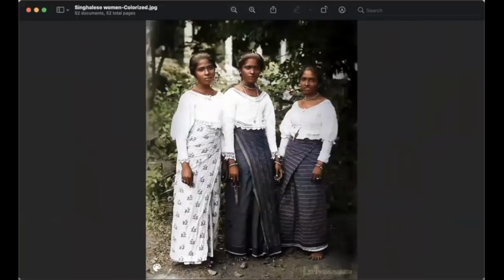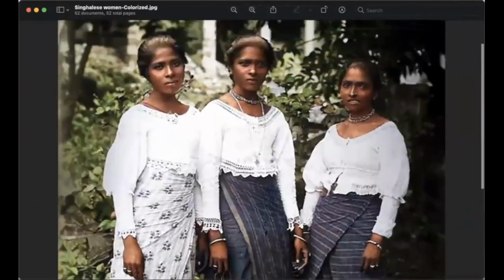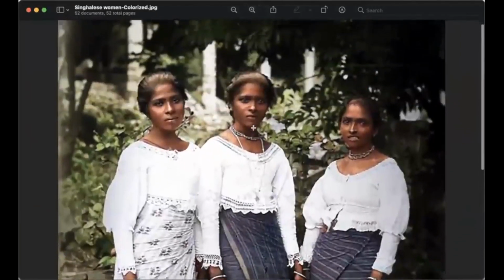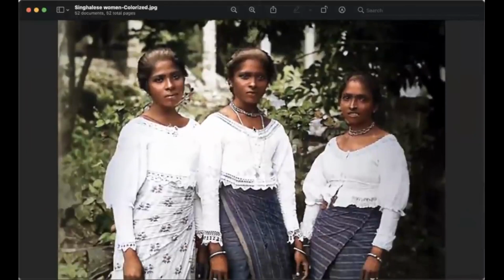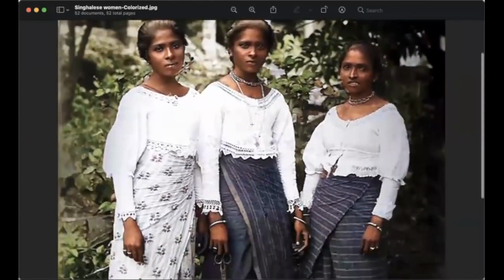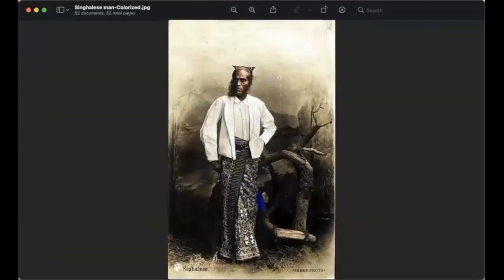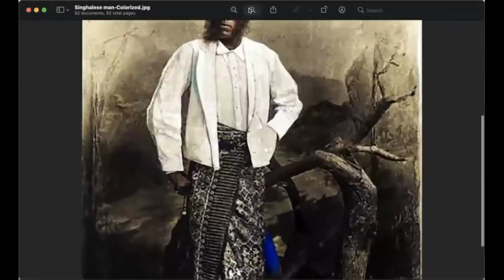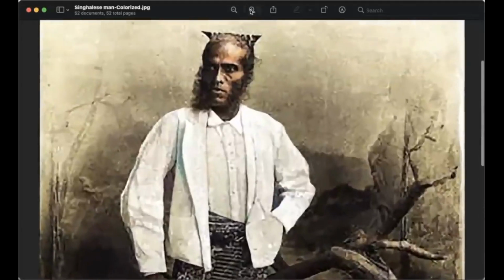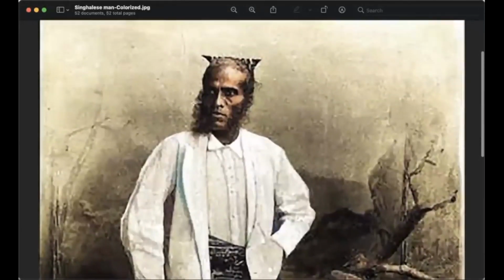These are Sinhalese, not Senegalese. Sinhalese women. All right, Sinhalese women, again, remember, Southeast Asia, the Indian subcontinent is where they were bringing these so-called Asians from, not from China. We're just getting started. This is another Sinhalese man. All right, another Sinhalese man. These are Asians. As you can see, his beard.